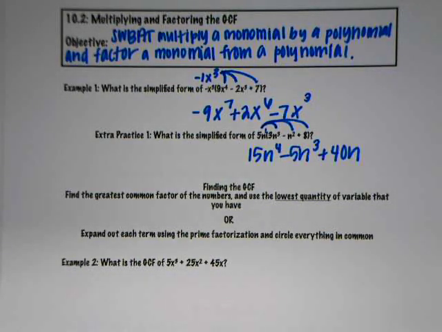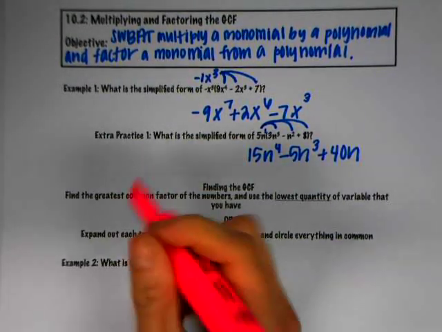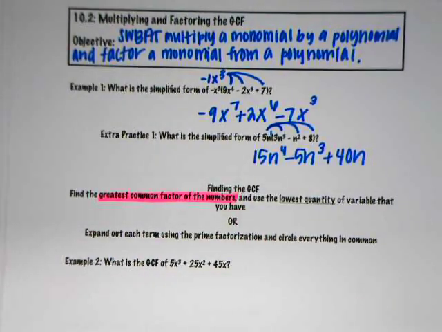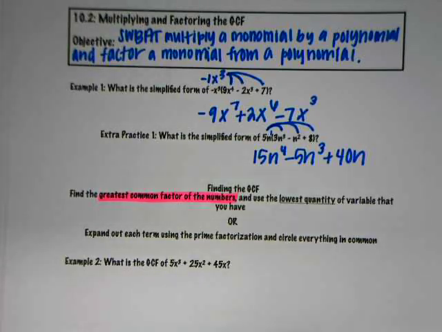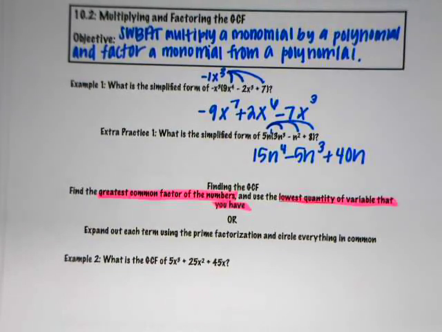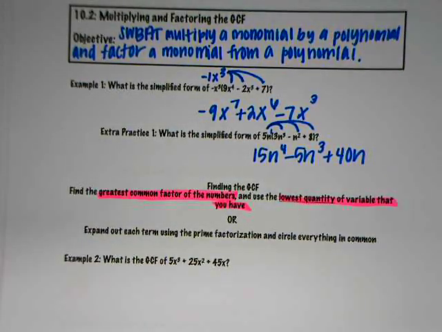So first we're just going to focus on finding the GCF, and then I'll show you how to actually factor it out. So for the GCF, you are going to find the greatest common factor of the numbers, the coefficients, the numbers in front of the x. And then for the variables, your GCF is always going to contain the lowest quantity of variables that you have. And I'll explain why in a second.